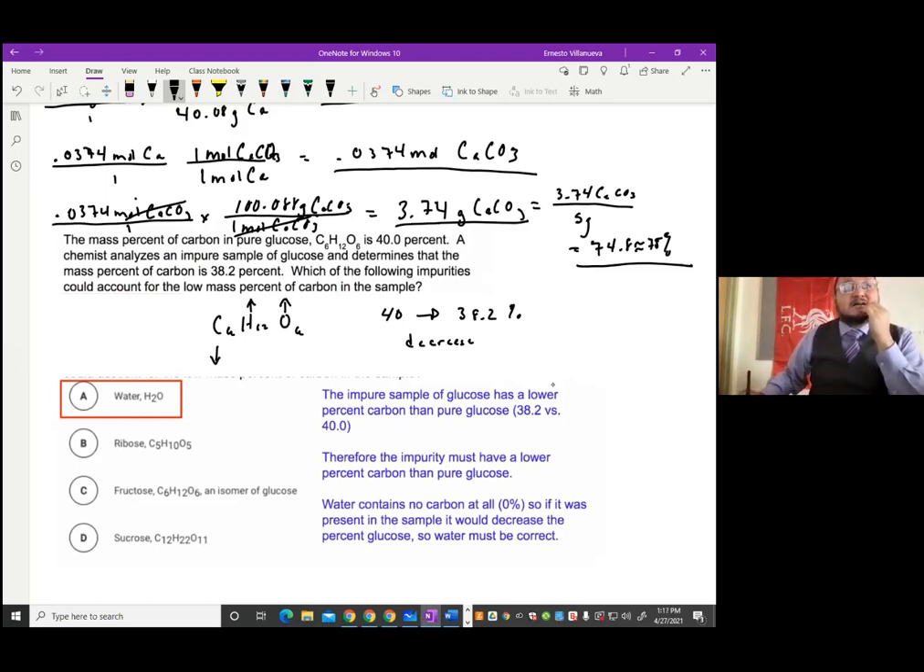All of these guys here increase carbon, right? So if that was an impurity, you would see an increase or a steady carbon, but you would not see a decrease. The only compound here that has an increase in hydrogen and oxygen, but not in carbon, is water, right? That's why the answer for this question is water.